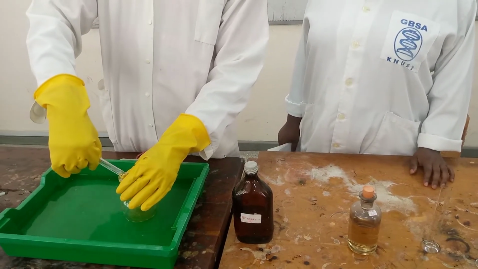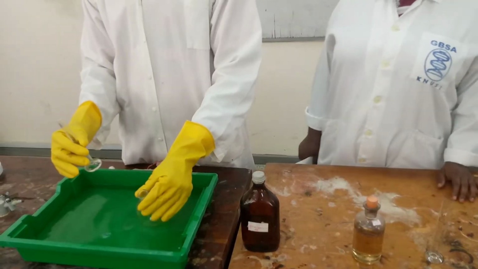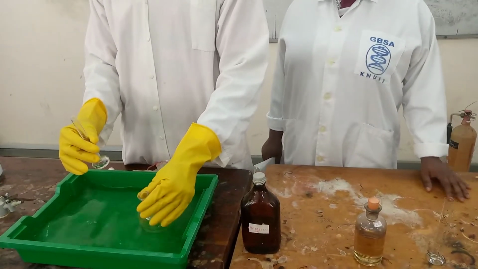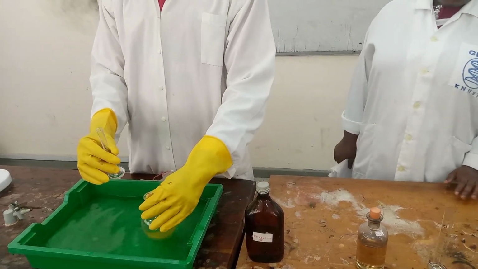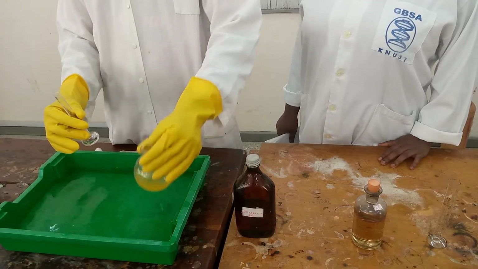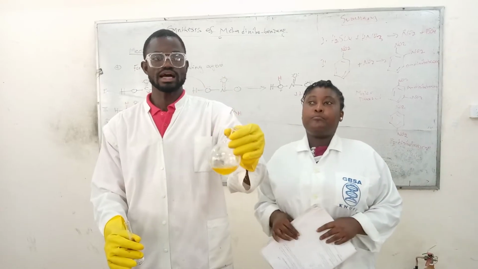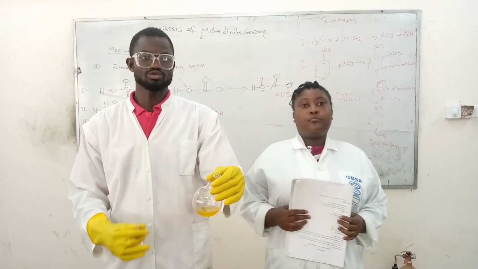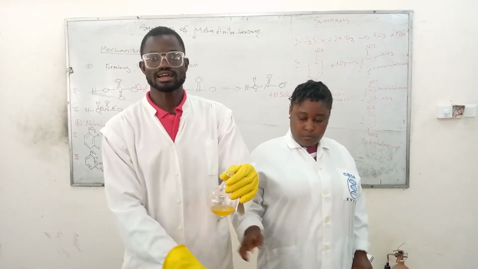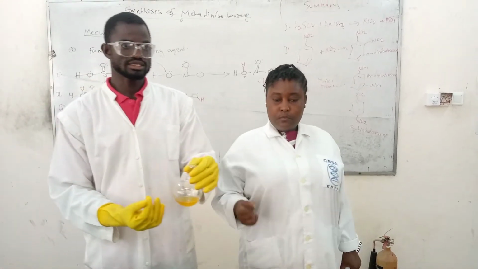You're almost done. Now as you add, you are swirling, so that at least the attacking can be done properly. The color of the mixture is yellow because of the nitrobenzene. Alright, so from here we are going to heat our mixture. The heat is to fasten the reaction. So we are now going to the heating plate to mount it.